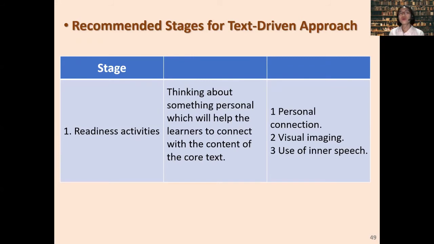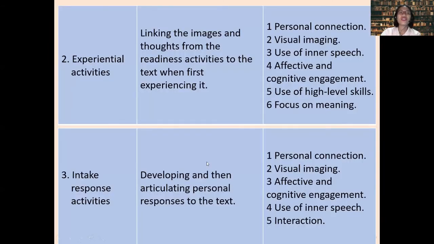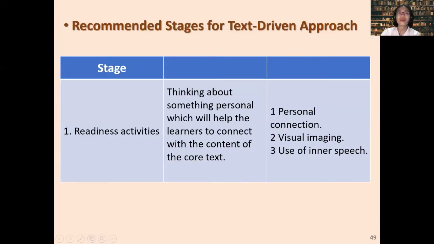So we have stage one, readiness activities, and these are the following characteristics. So thinking about something personal, which will help the learners to connect with the content of the core text. So there is personal connection. Since the learner would be thinking, there would be visual imaging and use of inner speech. So the learner is trying to communicate himself. Okay, experiential activities, that is for the readiness. So we have to make sure we incorporate readiness activities in our material.